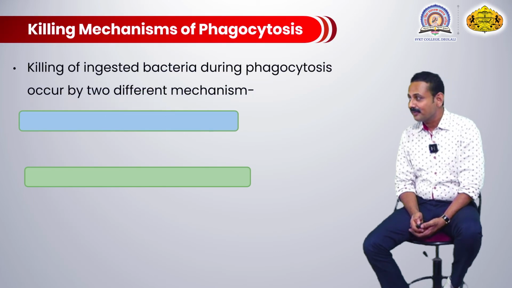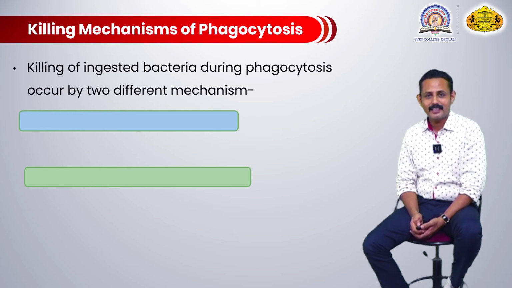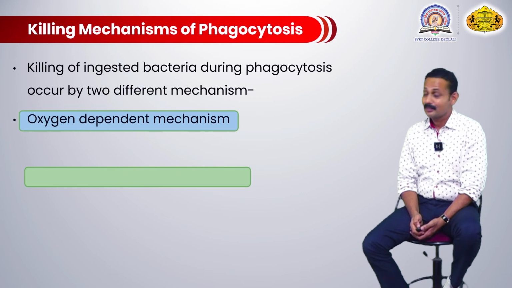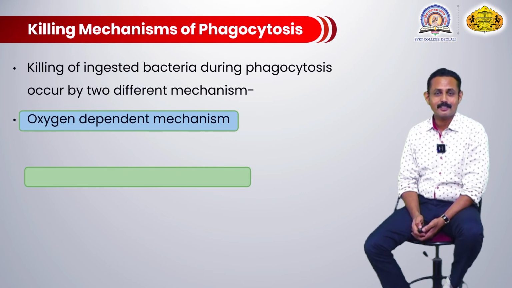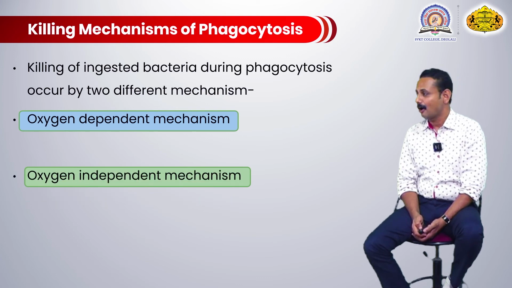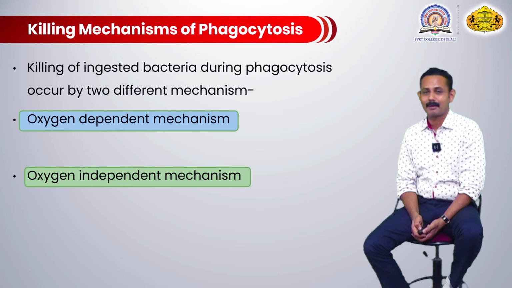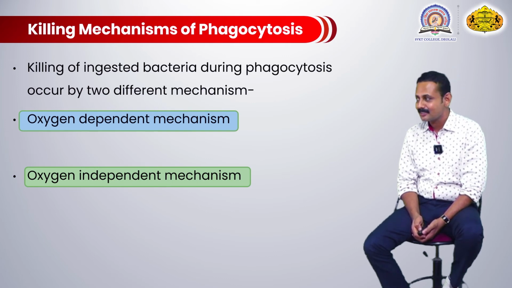Now, what are the different killing mechanisms? That is the main part of our study. How does the actual killing of the antigen take place? What mechanisms are involved? We have to see that. These mechanisms are classified into two categories. The first is called the oxygen dependent mechanism, and the second is called the oxygen independent mechanism. By both mechanisms, the complete destruction of the antigen takes place.